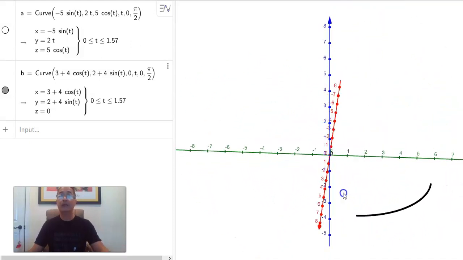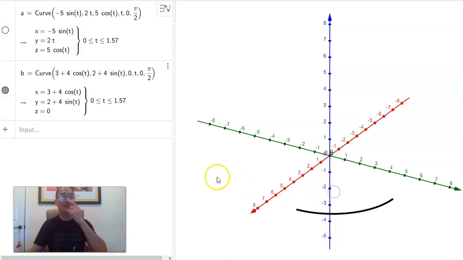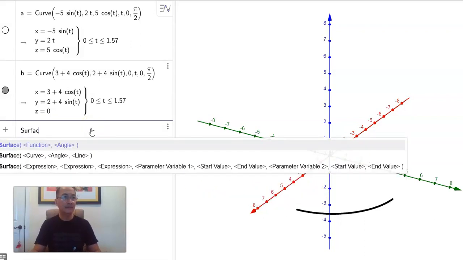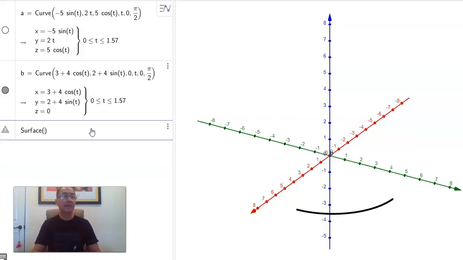Now how are we going to draw the curtain? We are going to use the surface command. How are we going to do it? X, Y, Z. Now we need two parameters. Our t is again going to go from 0 to pi over 2.